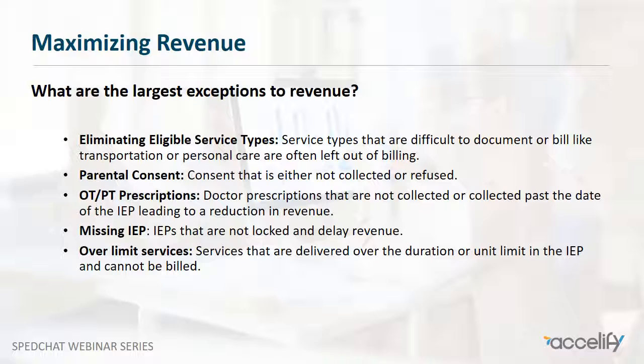And then we have the missing IEP factor. Now this doesn't necessarily completely remove revenue from the revenue stream the way OT or PT prescriptions do. But what we see in a lot of cases is this delays revenue. And again, going back to the fact that fee-for-service is really there to create a steady revenue stream for your district. So when IEPs aren't locked in time and providers are documenting services, you may see a lot of services being documented but being withheld simply because you didn't have that case manager or that secretary at the school go back and mark that IEP locked as signatures come in on the paper documentation.